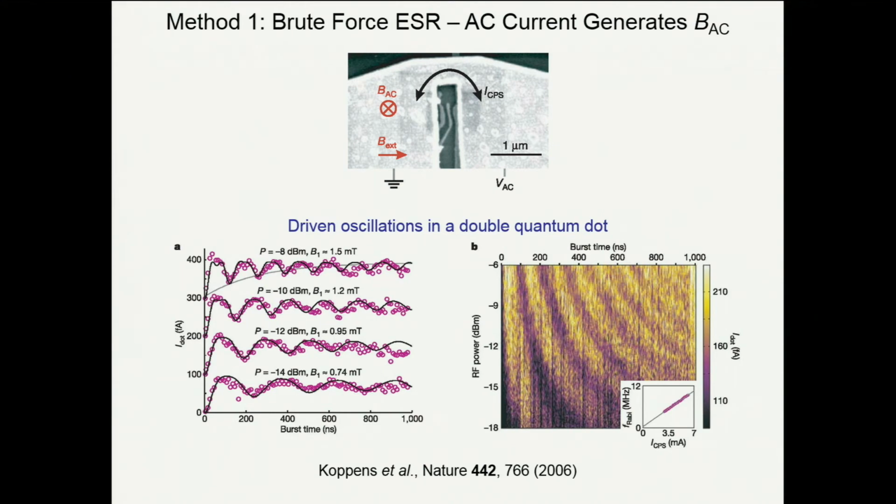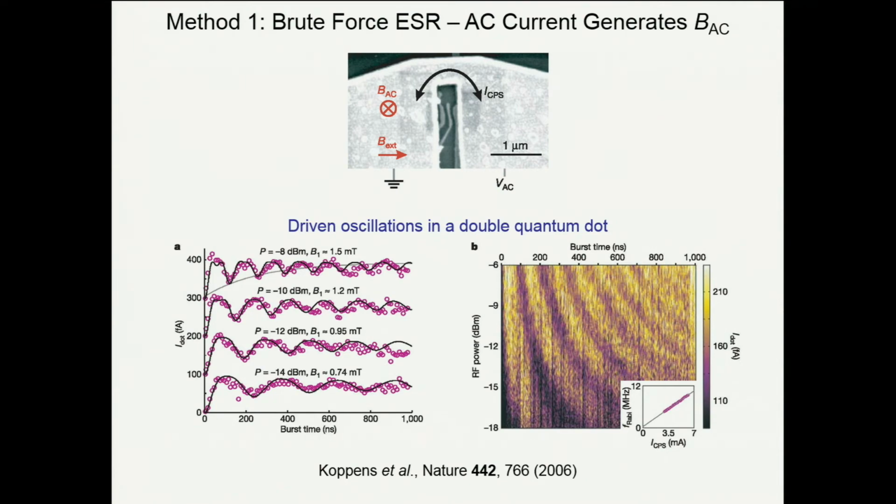And so one of the challenges with this is that first you need to get these antennas close to your device, and then there's just I squared R joule heating from passing milliamps of current through this device at millikelvin temperature. So this doesn't scale all that well. There are a few groups trying to do this, but you need to worry about power dissipation when you're working at these low temperatures.